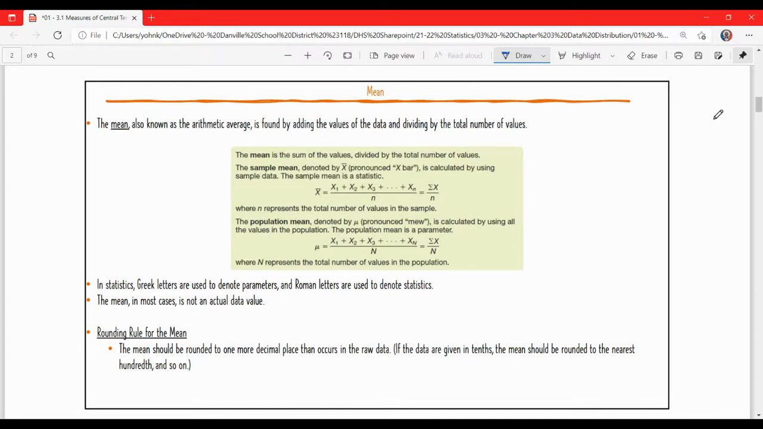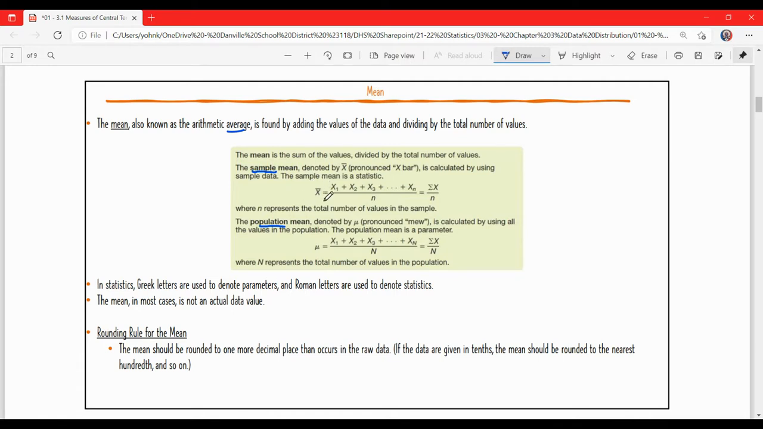So the first measure of central tendency is called the mean. You might know it as the average, and that's found by adding all the values in the data together and dividing by the total number of values. You've done mean since you were in elementary school, taking the average of things. The only thing we're going to introduce now is the difference between the sample mean and the population mean. The only difference is the notation.